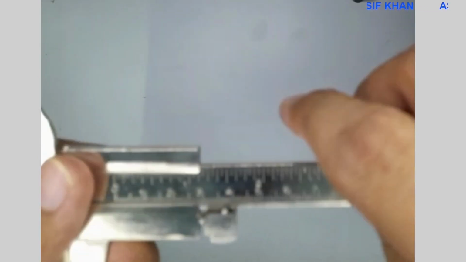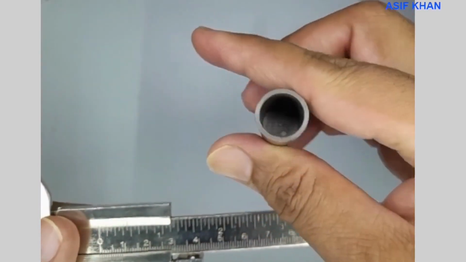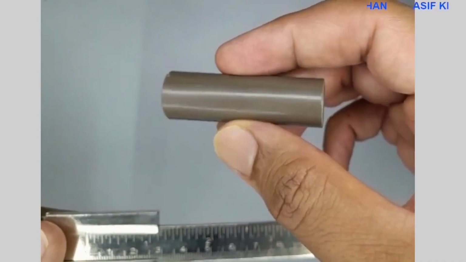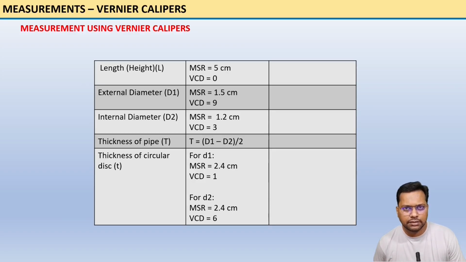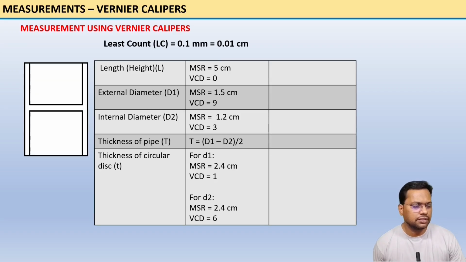So by using these readings, now we are going to find out the thickness of the pipe and then the thickness of the circular disc that is lying somewhere in the middle of the length of the pipe. Now we go for the calculation part. I have shown all the readings in a tabular form. We also note down the least count of the vernier calipers, that is 0.1 millimeter or 0.01 centimeters. And this picture on the left side shows the cross section of the pipe for which we have taken the measurements using the vernier calipers.